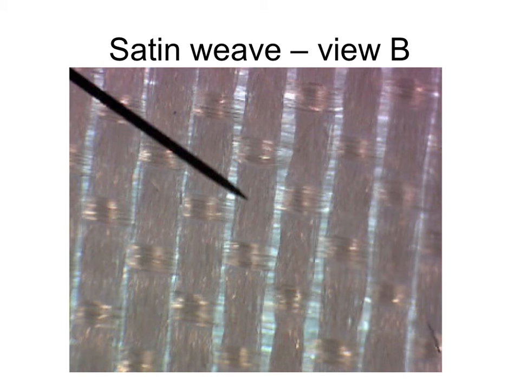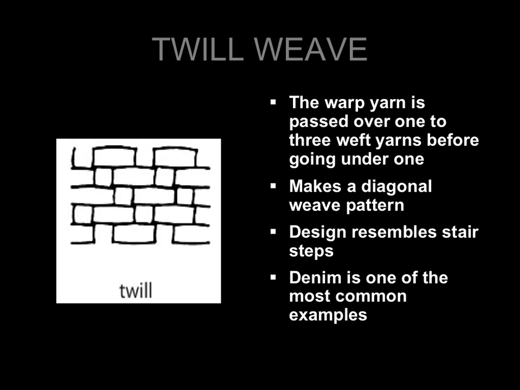Here's another view for you as well. You can notice the longer floats are now vertical. Sometimes actually flipping the fabric over under the microscope makes it a little bit easier for you to be able to see. So when we actually try this in the lab, take a chance and just flip it over and see how it looks.